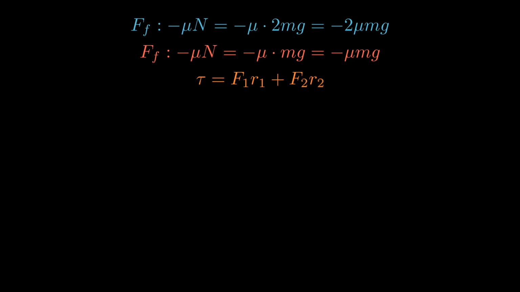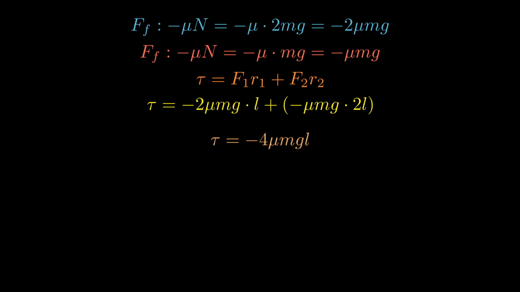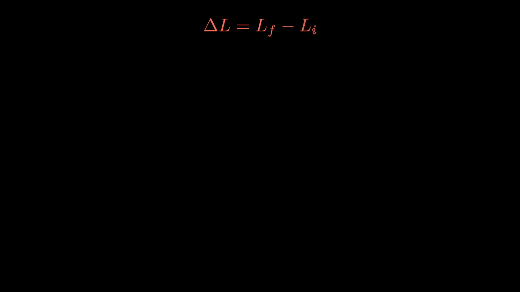And now we can find the torque for this. The first friction force, labeled in blue, is a distance L away from the axis, and the second one is a distance 2L away from the axis. So we multiply each force by its respective distance, and we find that the total torque is minus 4 mu mgL. Now we use the formula that the change in angular momentum is the angular impulse.